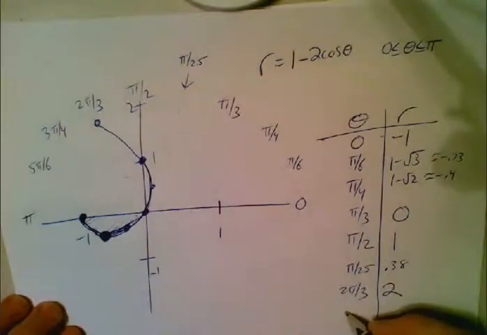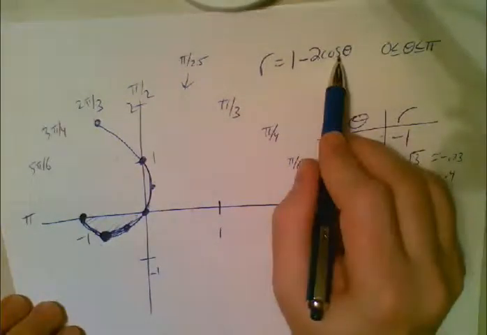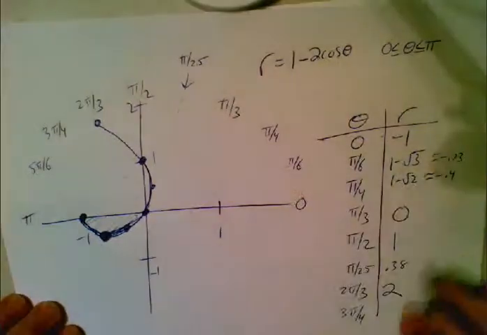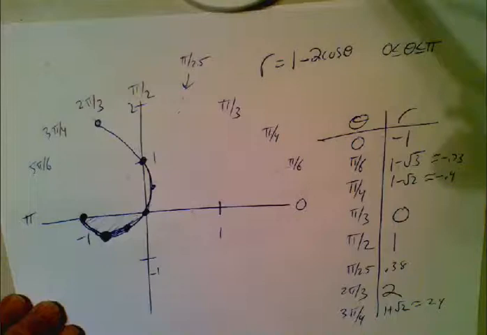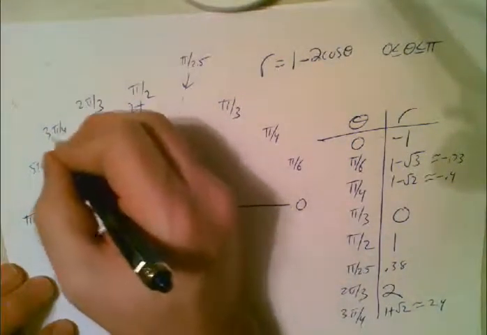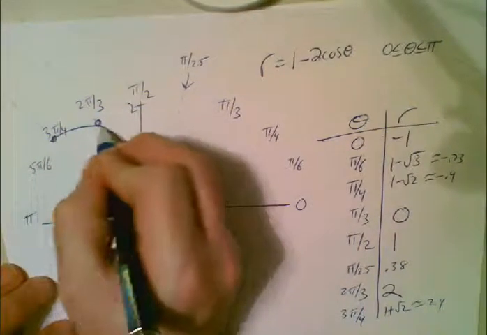I think I shorted myself on some paper here. Let's see. 3 pi over 4. That's going to be negative radical 2 over 2, so that's going to be positive radical 2. So 1 plus radical 2. So that's about 2.4. So at this one, I'm a little further. If this is 2, it's about 2.4, maybe here. And we're just building as we go.